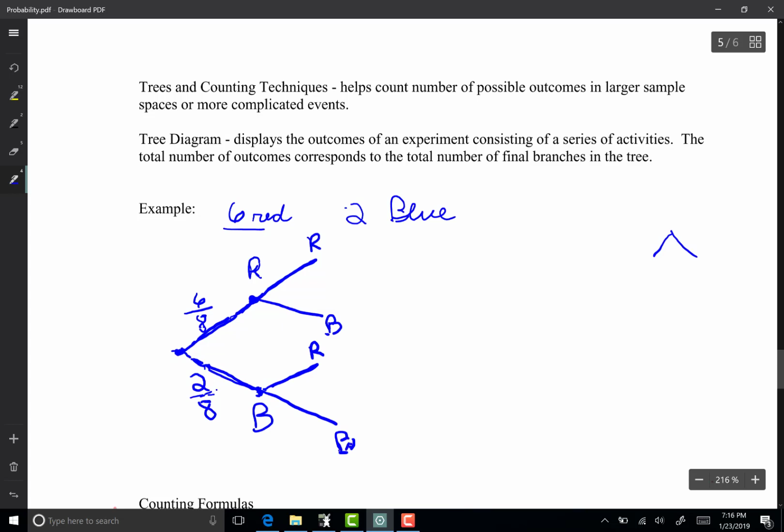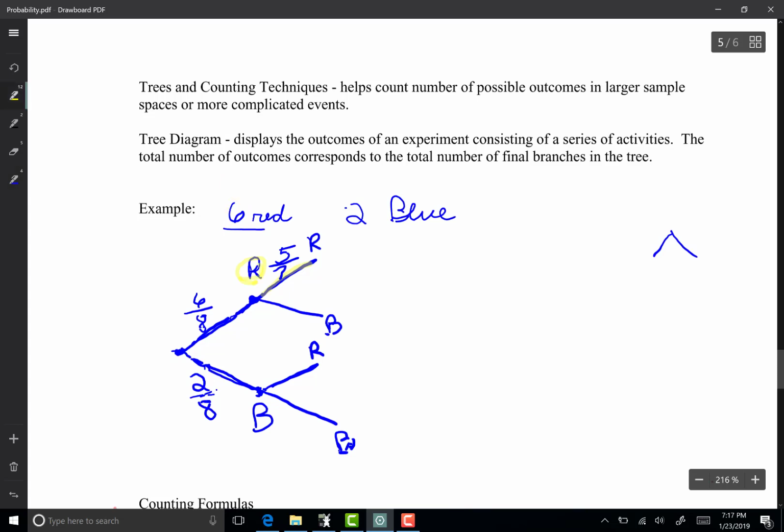Now, if we're not replacing it, if on this draw we're drawing a red marble, this is assuming we already took a red marble out. Well, if we took out a red marble, now we only have 5 red marbles left, right? For a total of 7 marbles. So our probability on the second draw, now we'd have 5 possible red marbles out of a total of 7 marbles. Does this make sense?